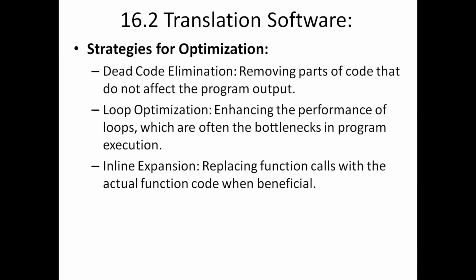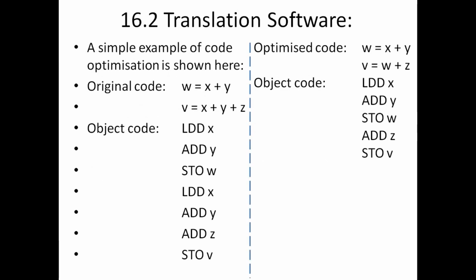Strategies for optimizations include, now this is kind of a part that I added into my slides as a precaution. Dead code elimination, remove parts of code that are not effective, that will not affect the program output, the final output. Loop optimization, enhance the performance of loops, which are often bottlenecked in program execution. Inline expansion, replace function calls with the actual function code when beneficial. A simple example of code optimization is shown here.